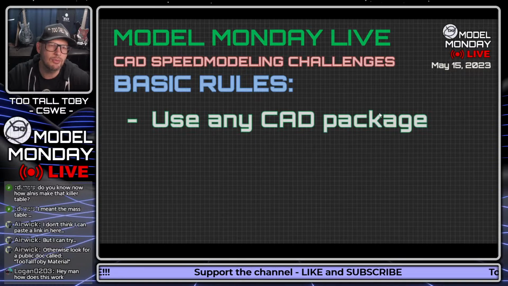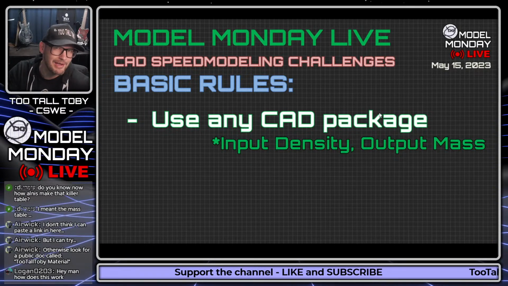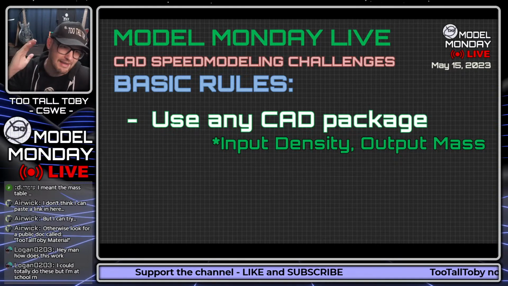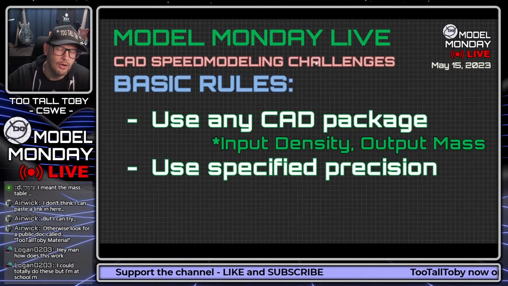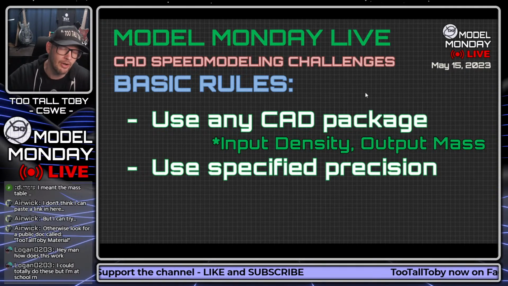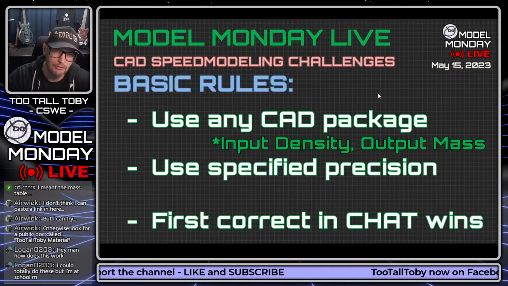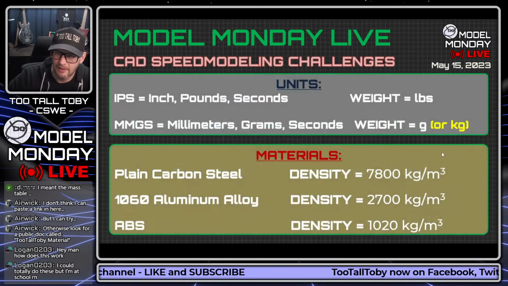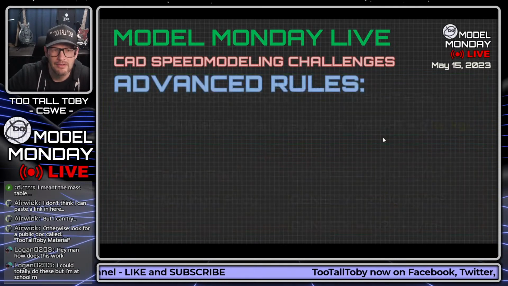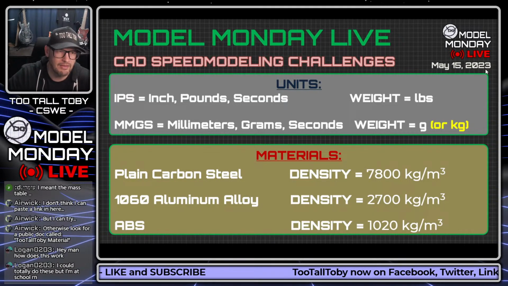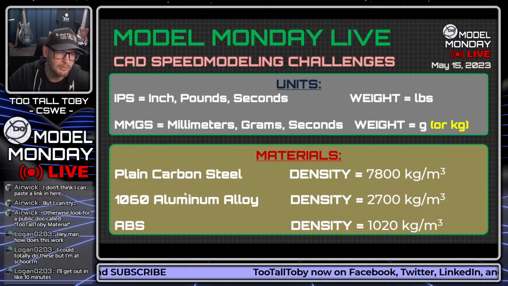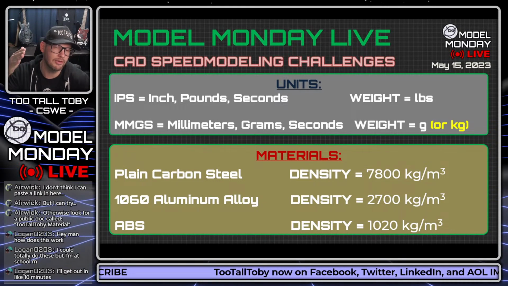Now, the basic rules of this are that you can use any CAD package. As long as you can input density and you can output mass, then you are welcome to use any CAD package that you've got. You also want to make sure you use a specified precision, although today all of the challenges are in full units, so you don't really have to worry about that. And the first person to get the correct answer in the chat will be declared a winner. The units that we use in this challenge are inches and mmgs, depending on the challenge that comes up. And the materials that we use are plain carbon steel, 1060 aluminum alloy, and ABS. You look down in the title block, it'll tell you what those materials are.